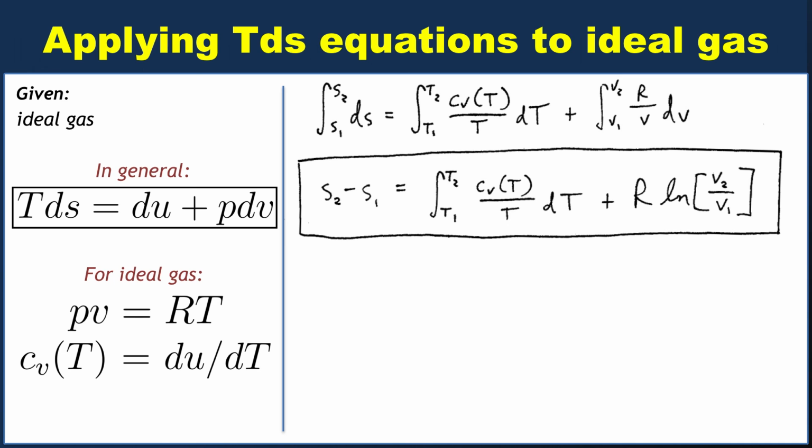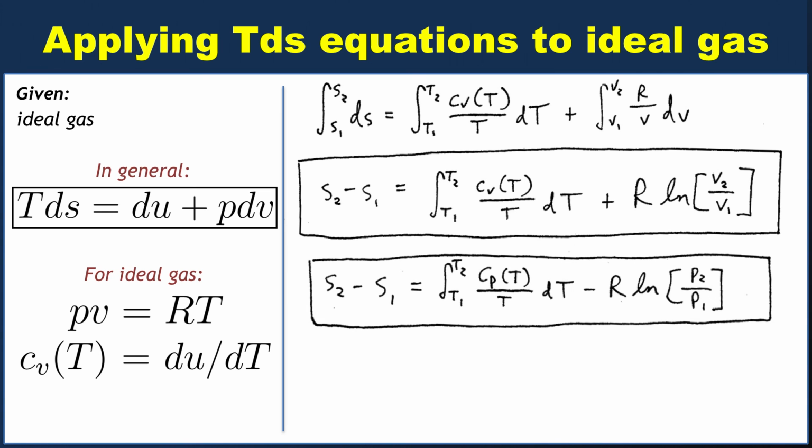You can use very similar steps to come up with the expression involving the specific heat at constant pressure and the logarithms of pressure to get this final expression. I'll let you handle that one on your own. The logic is exactly identical to what we just did. The difference is you want to relate the two specific heats, but of course for an ideal gas, that's easy to do.